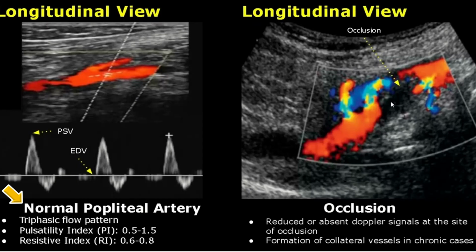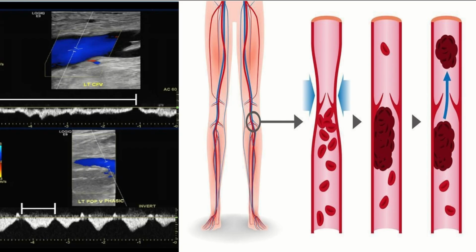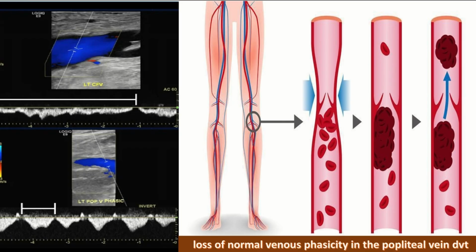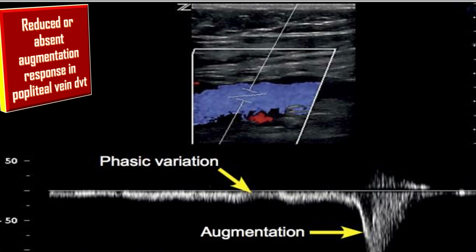Loss of normal venous phasicity in popliteal DVT means that the blood flow in the popliteal vein no longer shows the normal variation with the respiration on spectral Doppler ultrasound. Reduced or absent augmentation response means that when the calf is squeezed during the Doppler ultrasound, there is little or no increase in the venous blood flow seen in the popliteal vein.